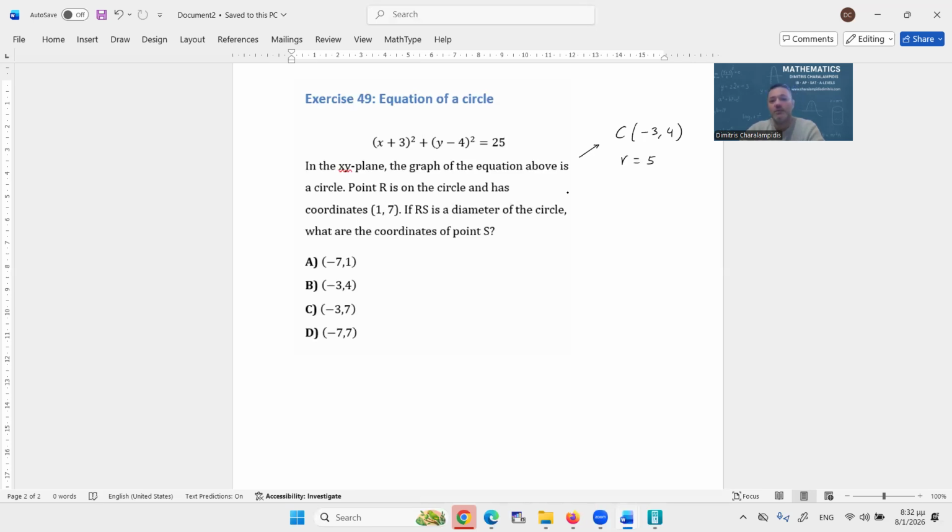Point R is on the circle and has coordinates (1, 7). RS is the diameter of the circle. What are the coordinates of point S?